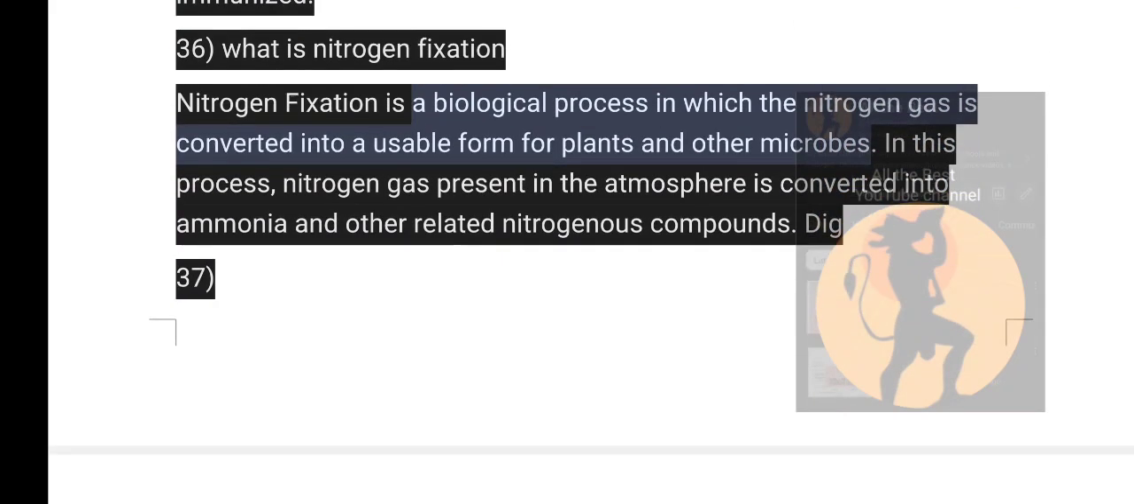What is nitrogen fixation? So nitrogen fixation is a biological process in which nitrogen gas is converted into a suitable form for plants and other microbes. So in this process, nitrogen gas present in the atmosphere is converted into ammonia and then related nitrogenous compounds. So we have a diagram for this also, so I'll be showing it for you.